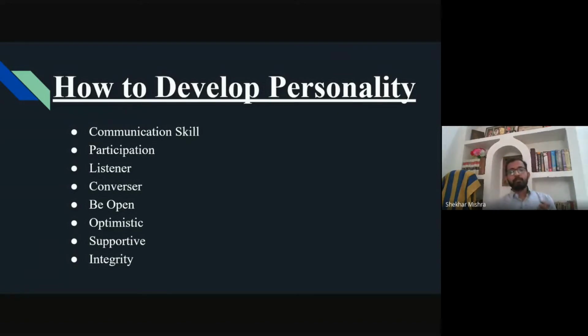Be optimistic. Be supportive to your colleagues, to your friends, to everyone you meet in real life, and be honest. Honesty is the one thing that develops your communication skills too. You can participate everywhere, and you will be free to do whatever you are doing. If you are honest, you will be open for learning.